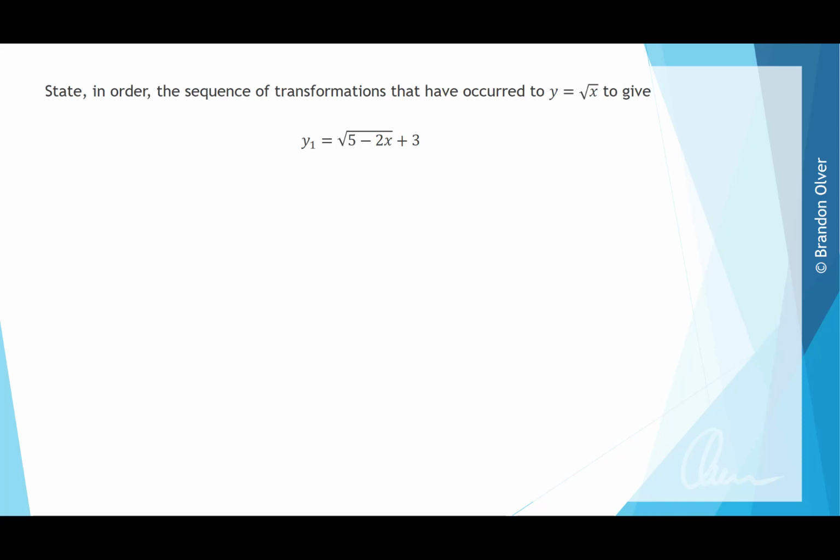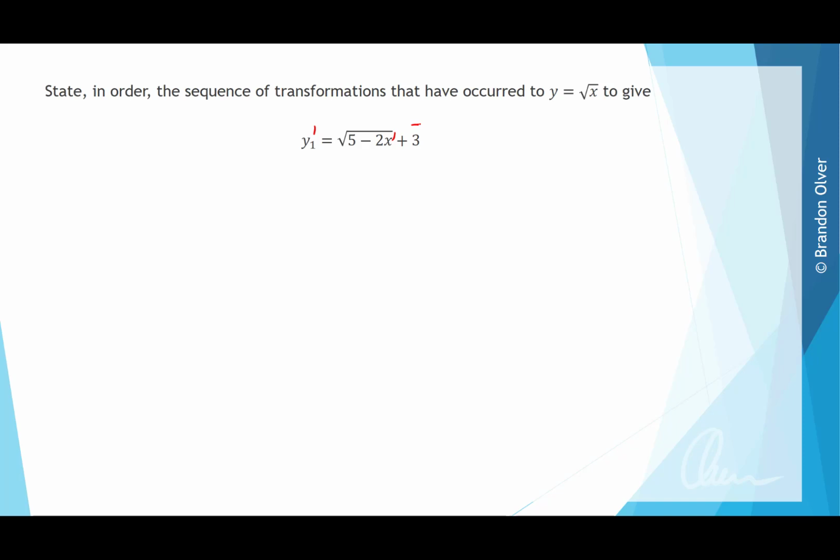State in order the sequence of transformations that have occurred to y equals the square root of x to give the equation shown below. The first thing we need to do when we're doing this is to reintroduce the dashes onto the variables x and y as shown. The next thing we do is rearrange this equation to make it resemble the basic equation y equals the square root of x as much as possible.